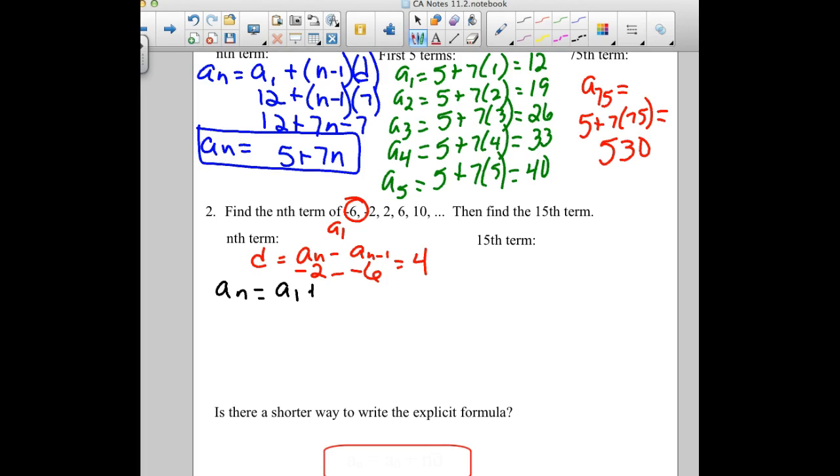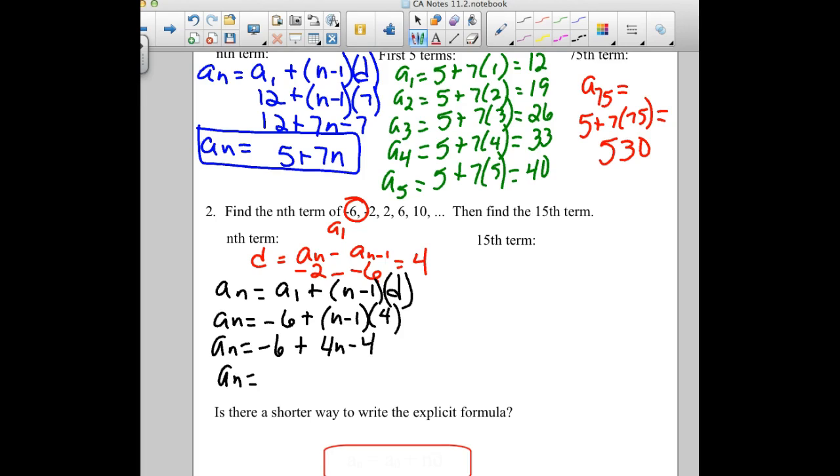I want you guys to get in the habit of writing this rule or formula down. The more times you write it, the easier it's going to be to remember it. So let's plug in our numbers now. Our first term was -6, and our common difference was 4. Go ahead and simplify that. All right, so you should have -6 plus 4n minus 4. Combining like terms, a sub n equals -10 plus 4n. Is that what you got? Okay, go ahead and put a box around that because we are going to come back to that in a minute too.